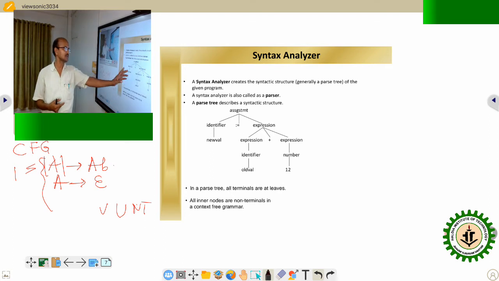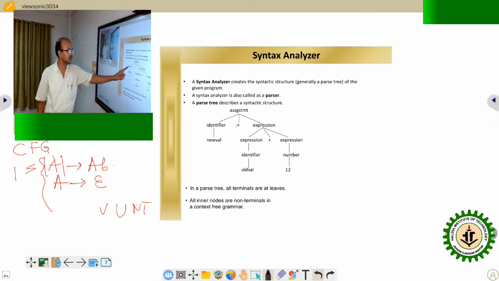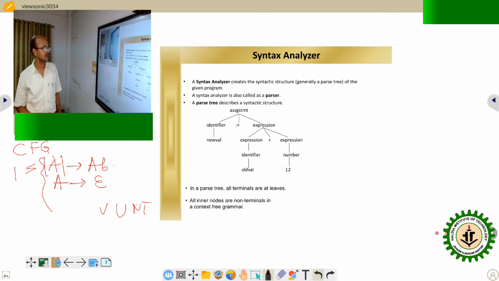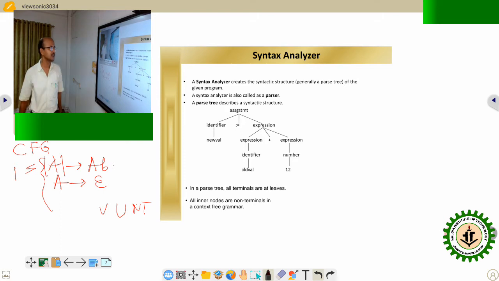For the previous sentence we can find that the assignment is the root, with an identifier, and in the right hand side an expression; that means one expression will be assigned to the identifier. The identifier is new value. The expression is expression plus expression, because there is one plus: one expression will be an identifier, and the other expression in the right hand side will be a number. That identifier will be old value and that number will be 12. So we are matching new value is equal to old value plus 12. There is no error, which is why that parse tree has been generated.